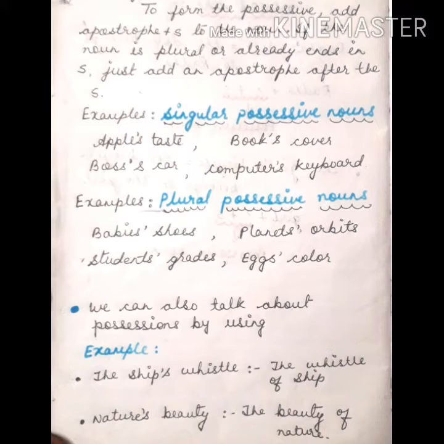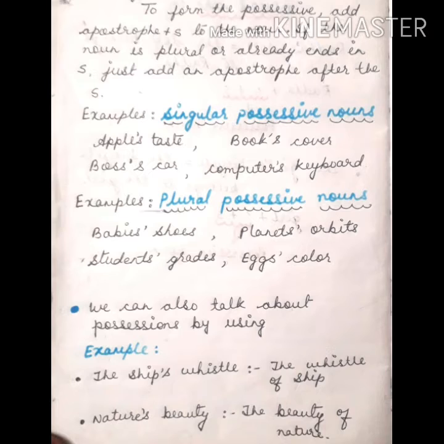Now we'll see what happens to the plural possessive nouns. The example is babies' shoes. Here, see, babies itself is a plural word. Plural means more than one of anything. So here babies is a plural word. So we have added the apostrophe after finishing the word, after the S, because the word already has the S. It means it is a plural word. So we have to add the apostrophe at the last.